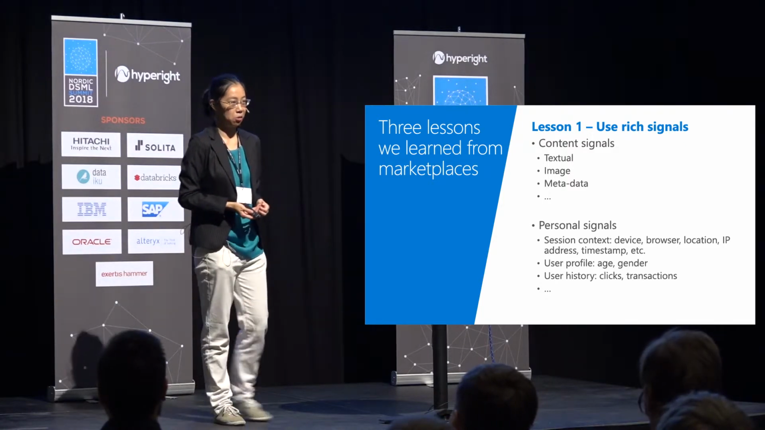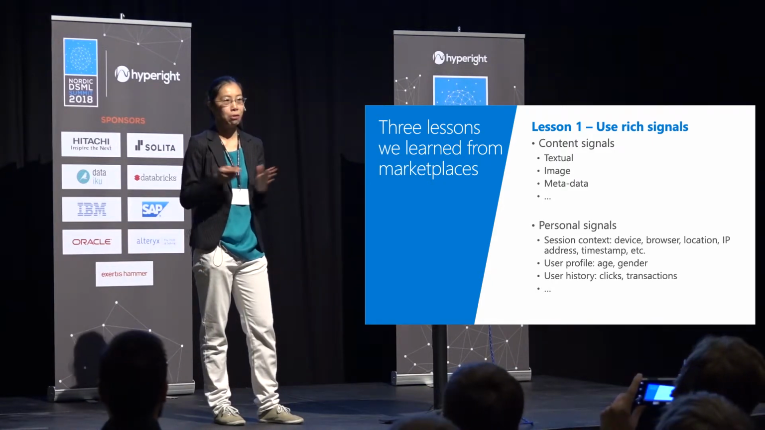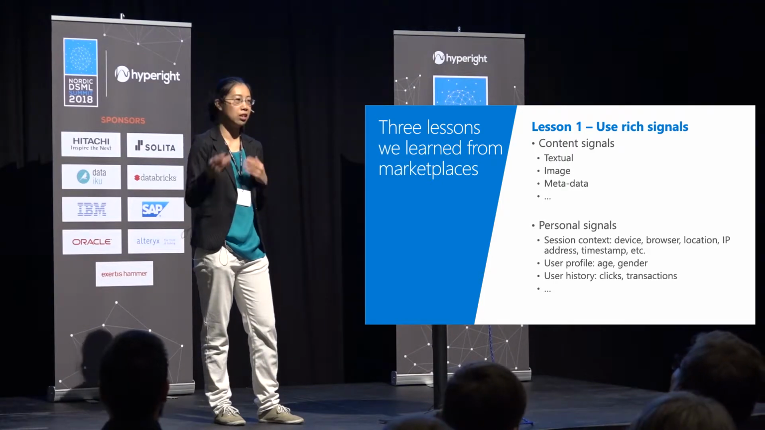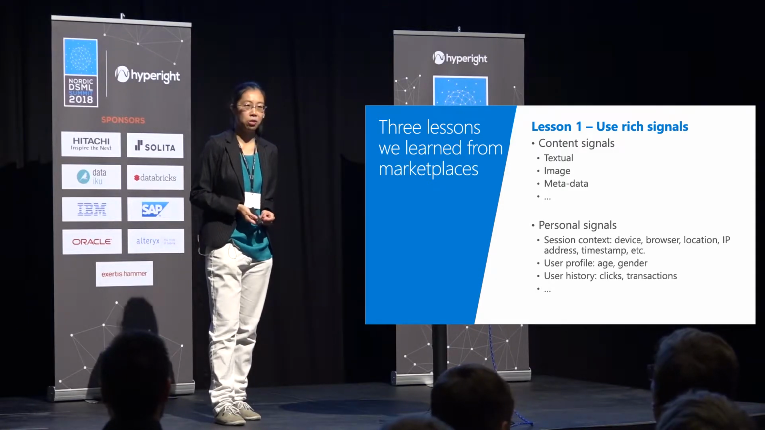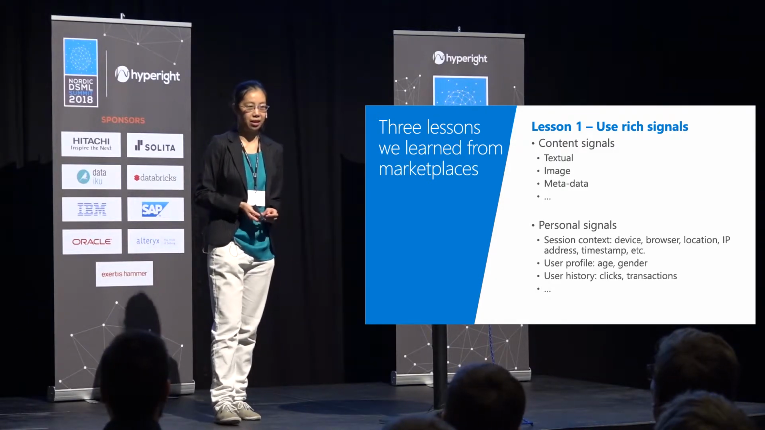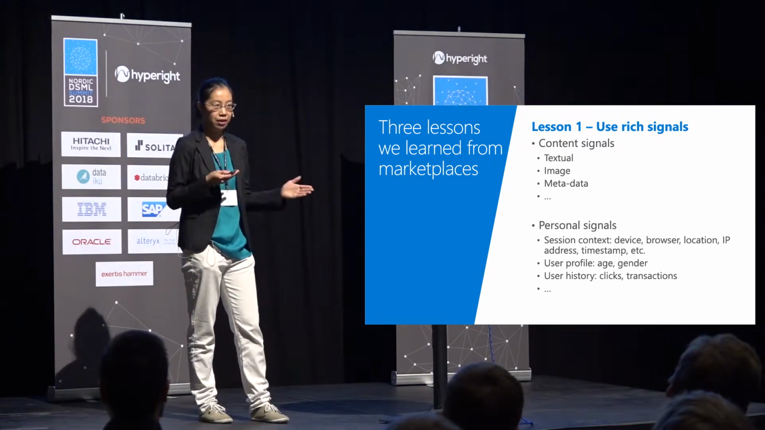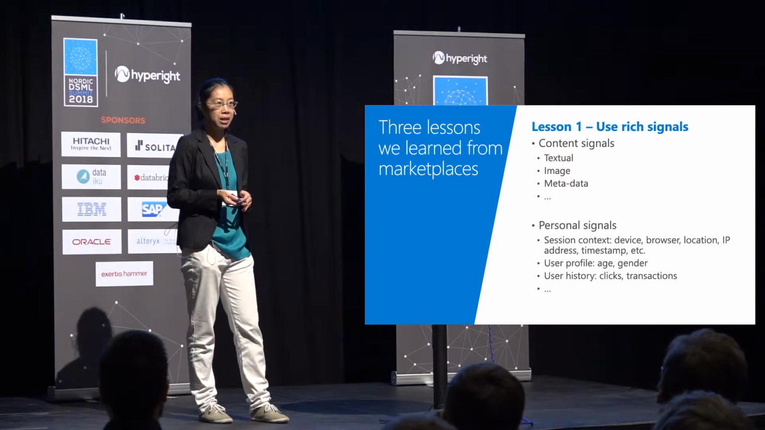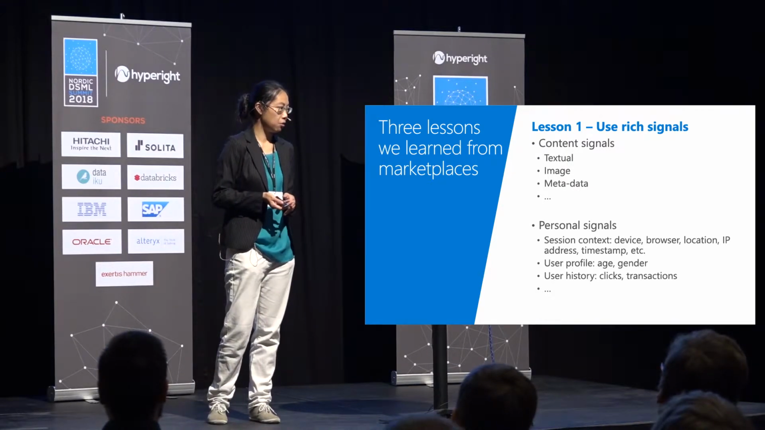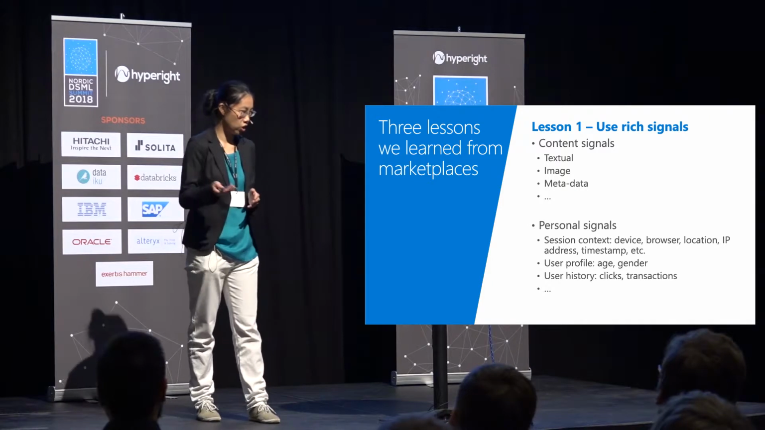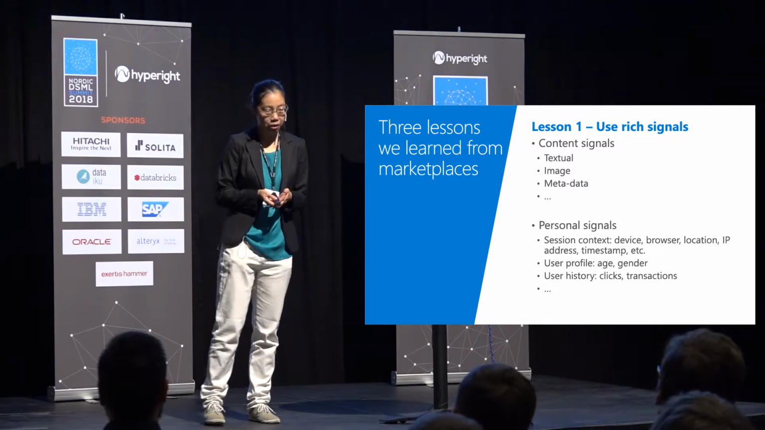When I talk about signals, I'm talking about different types of data. It's not a one-to-one matching, but generally when you use many different types of data, then you are using rich signals. There can be content signals, which are not necessarily personalized, like the textual information from the title and the body of things, and image. Also metadata, like when was this thing posted. And there are also personal signals, like the session context we mentioned, as well as the user profile, user history, what they clicked, what they bought in the past.